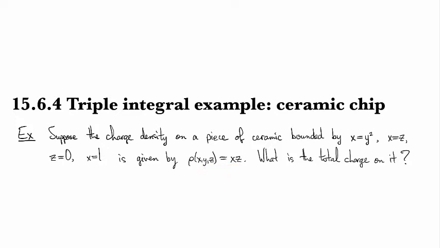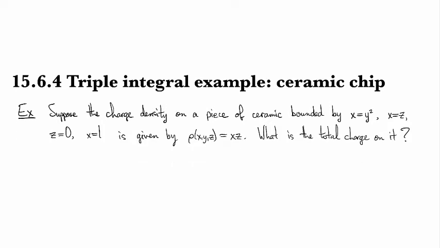All right, so we'll go ahead and figure out what our region is. Like I say, it's always good to become friends with your region. So if we look at x equals y squared, it's going to be opening up in the positive x direction. So it's going to be some kind of cylinder that looks like this.